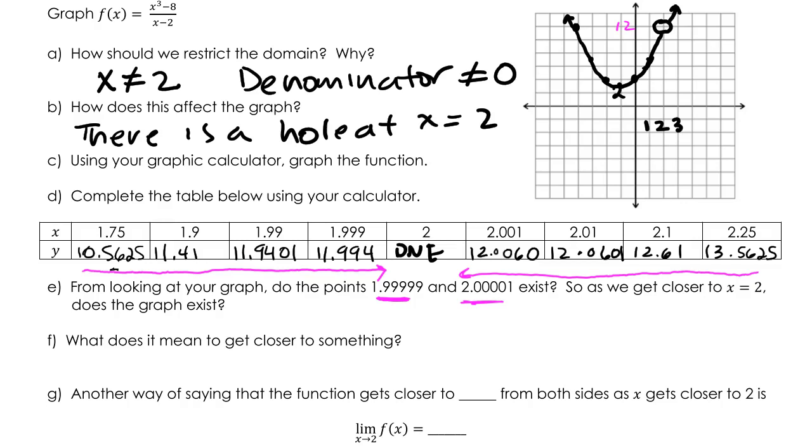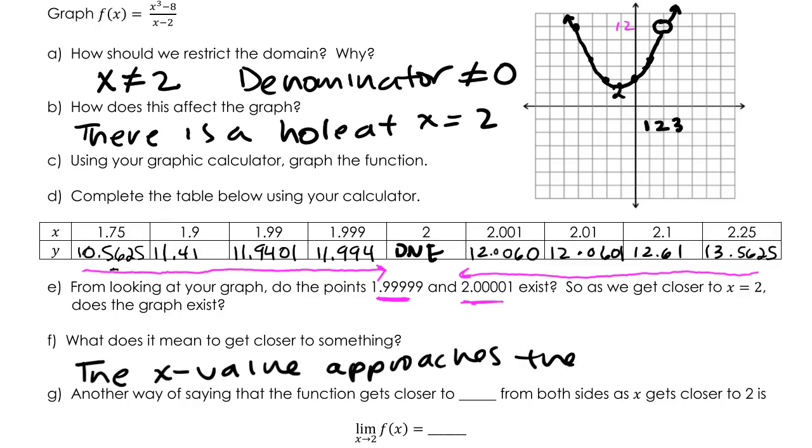Okay, so on to F. What does it mean to get closer to something? It means the x value approaches the given number.